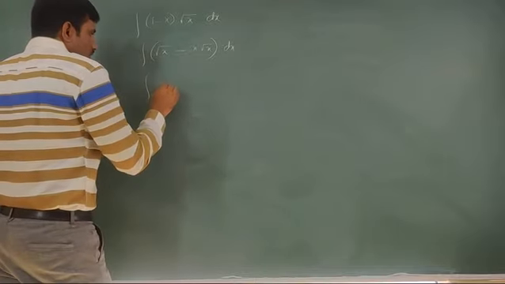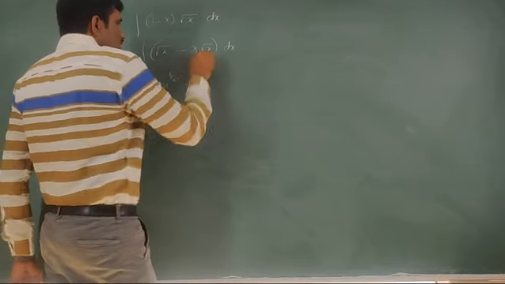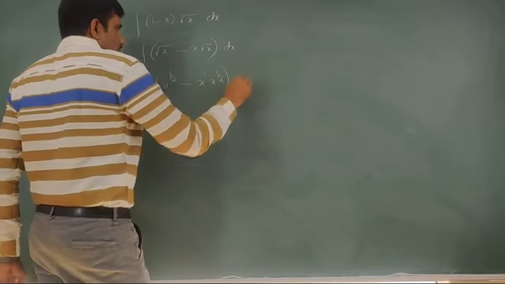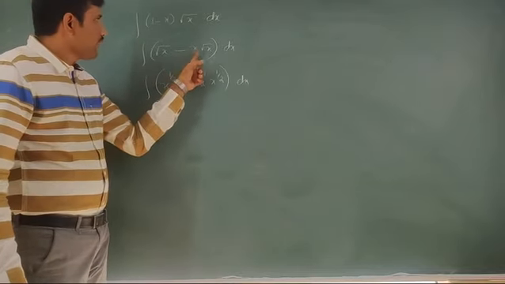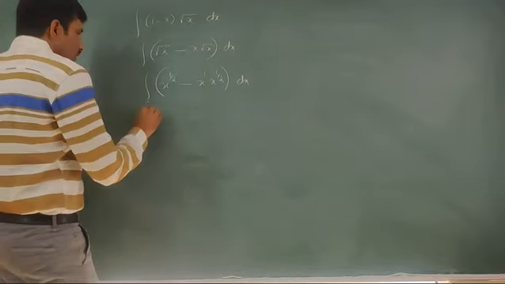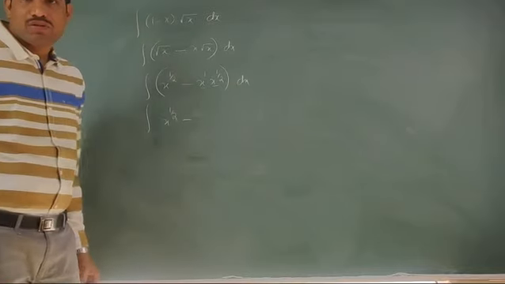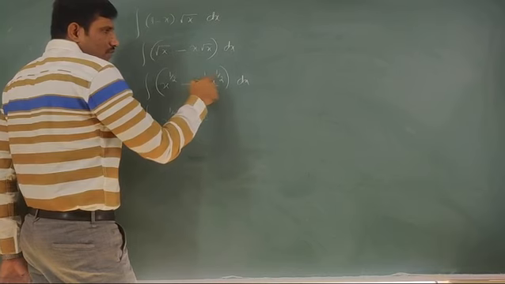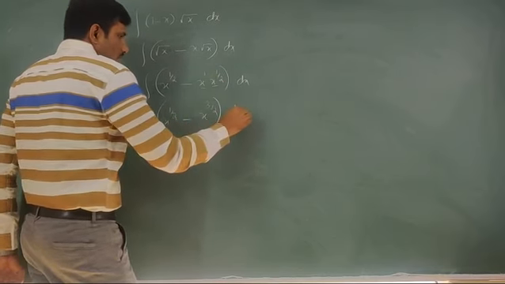So what is root x? Root x is nothing but x raised to 1 by 2. Now x into root x: root x is x raised to 1 by 2. When the base is the same, we can add the powers. x raised to 1 plus 1 by 2. Here it is 1, here it is 1 by 2. 1 plus 1 by 2 is 3 by 2, into dx.